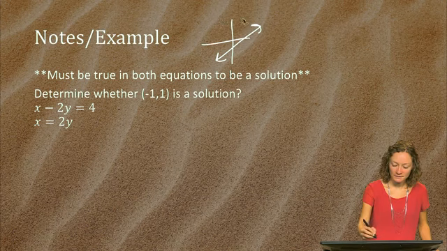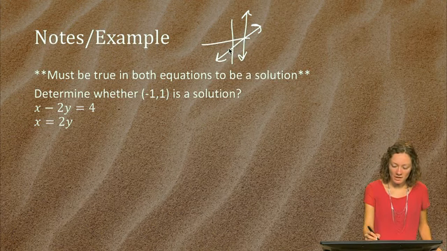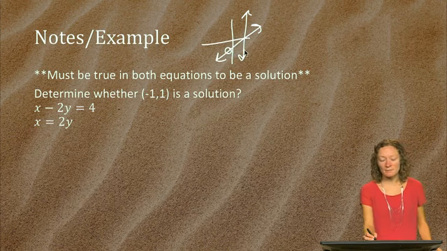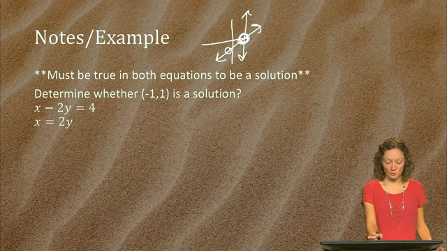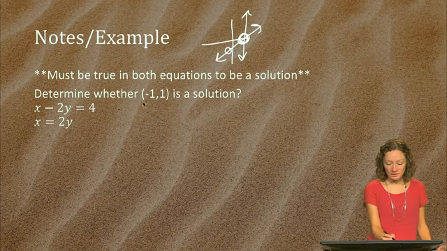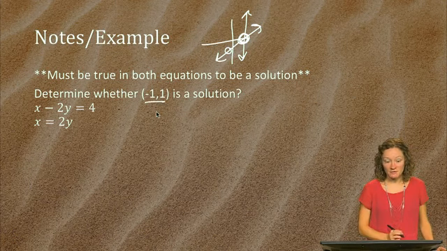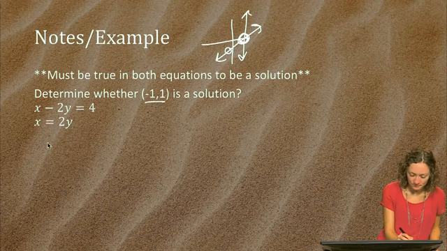Maybe they look like this. And maybe this ordered pair, (-1, 1), obviously doesn't work here, but maybe it works for one of them but not the other. We are looking for the point where they intersect. So we need to decide if it works for both of them. So pretty simply, you just plug this in and see if it works for both equations.